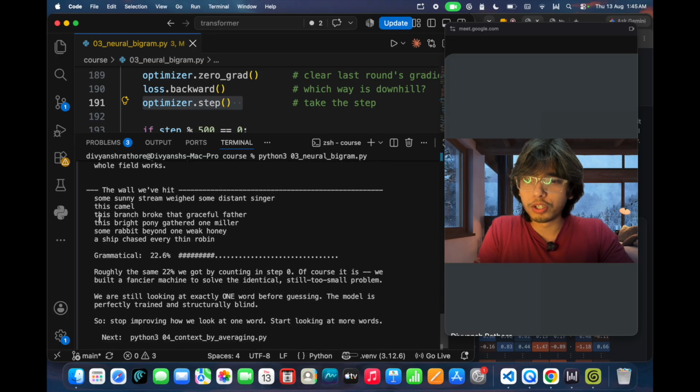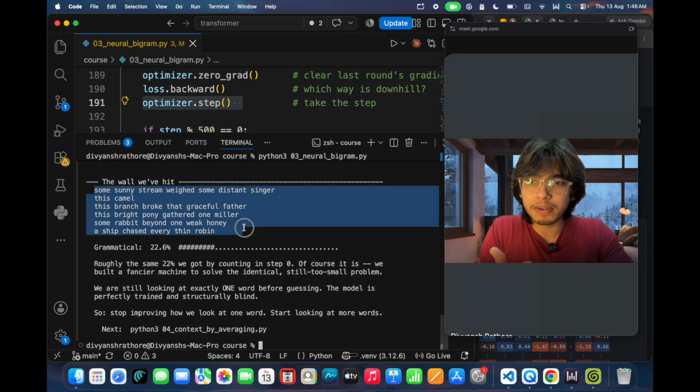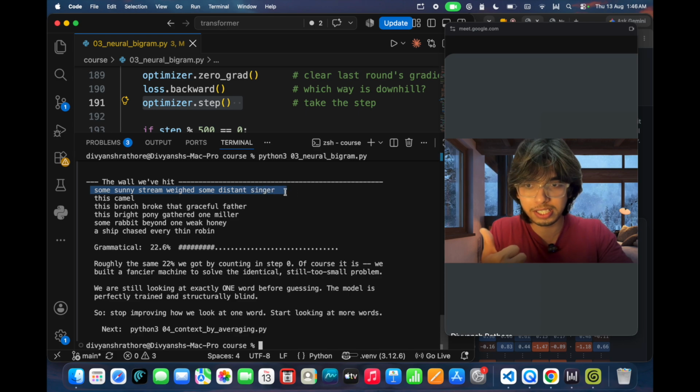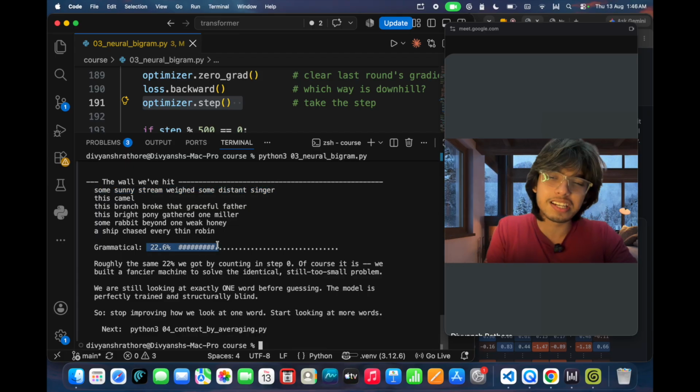Okay, so let's do a quick grammar check. I did a generation from this same model, and this is the generated text: some sunny stream wade some distant singer. So again, it kind of makes no sense. The grammar is still at 22%.